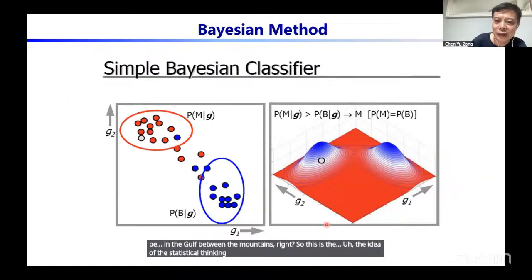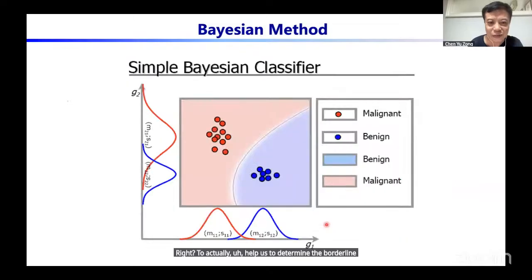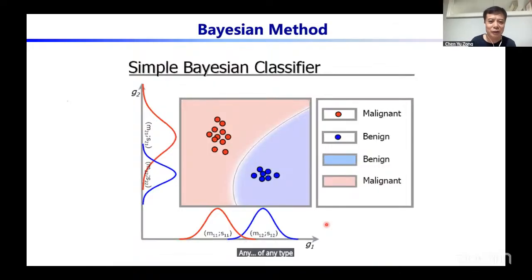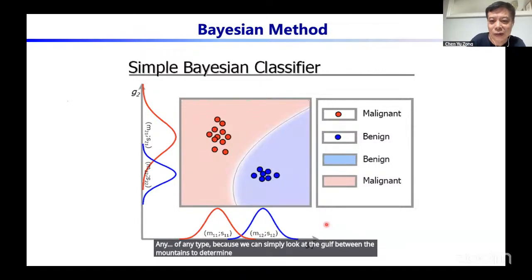That means we use the statistical function to actually help us determine the borderline. So it sounds very, very promising. The borderline can be of any shape. It's somewhat similar to the KNN I just mentioned, right? The borderline for KNN can also be of any type, because we can simply look at the gulf between the mountains to determine these kinds of borderlines.